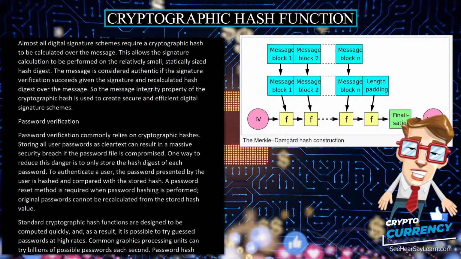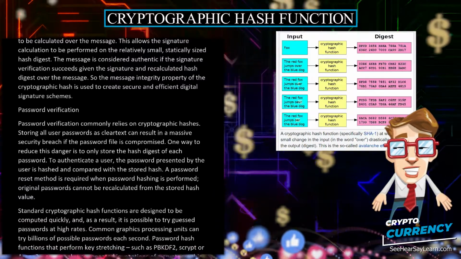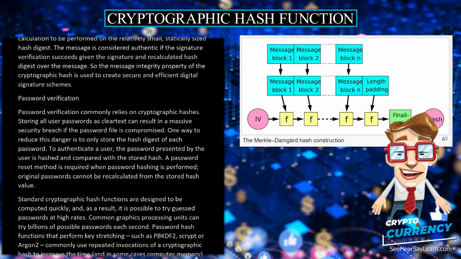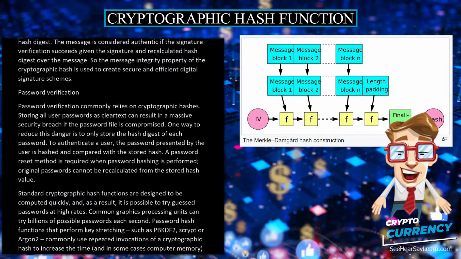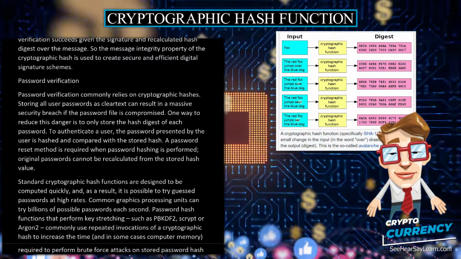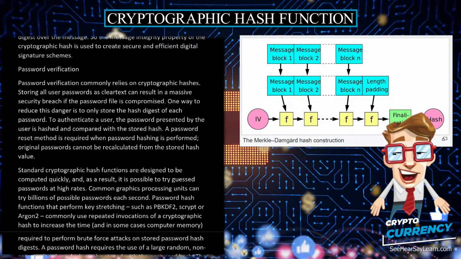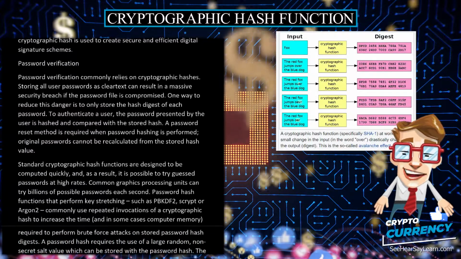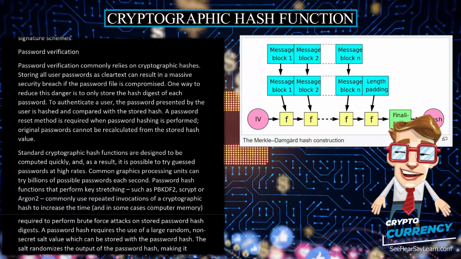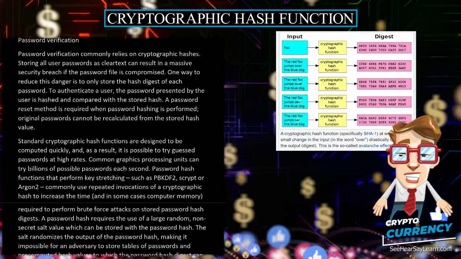Standard cryptographic hash functions are designed to be computed quickly, and, as a result, it is possible to try guessed passwords at high rates. Common graphics processing units can try billions of possible passwords each second. Password hash functions that perform key stretching, such as PBKDF2, scrypt or Argon2, commonly use repeated invocations of a cryptographic hash to increase the time, and in some cases computer memory, required to perform brute force attacks on stored password hash digests.